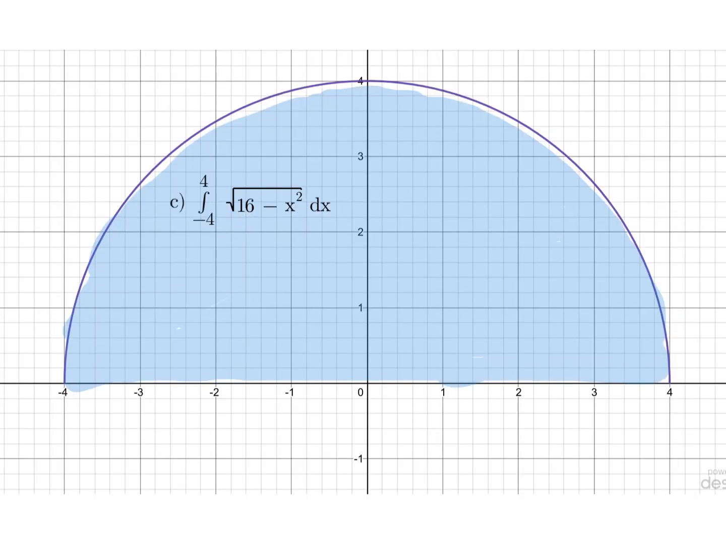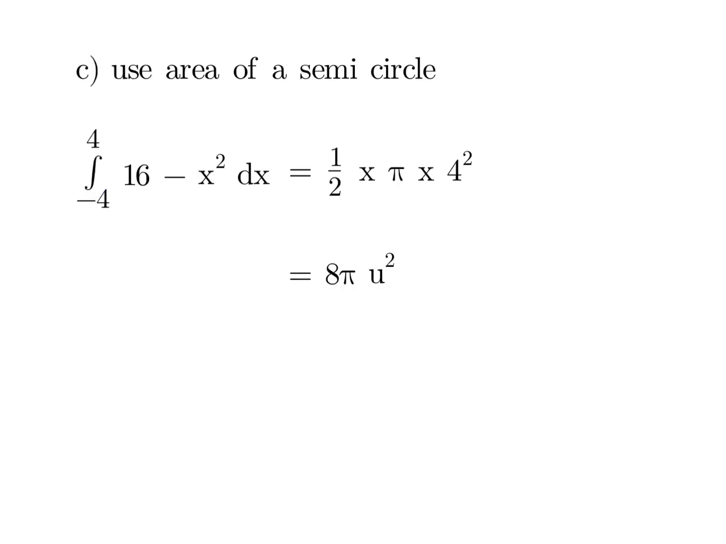So for the third example, the integral from minus 4 to 4 of the square root of 16 minus x squared is a semicircle from minus 4 to 4. So obviously the area of a circle is pi r squared, so this will be 1/2 pi r squared to find the integral from minus 4 to 4 of this. So we use the area of a semicircle, 1/2 times pi times, and the radius is 4 squared. That gives us 8 pi units squared.